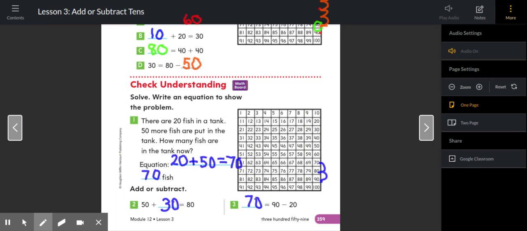And we are going to stop there today because the next page is on your own and I know you can do it. Use your number grid, draw your quick picks, whatever you need to do to help you make it make sense. Thank you.